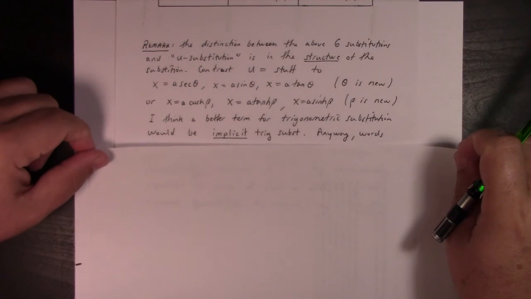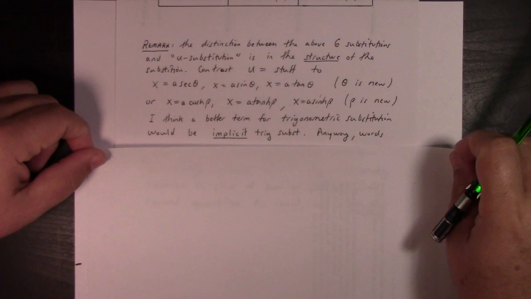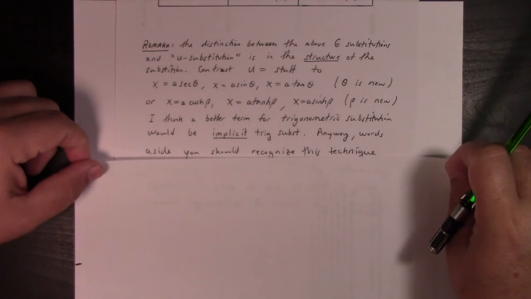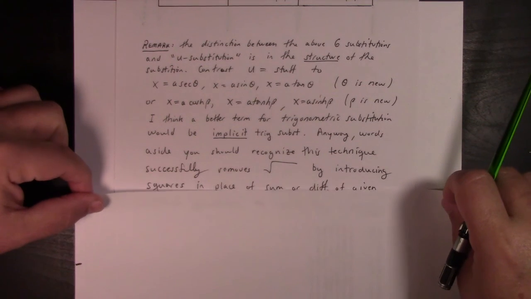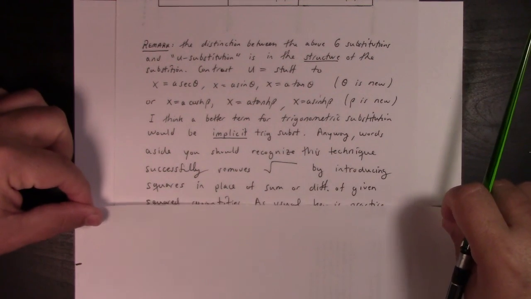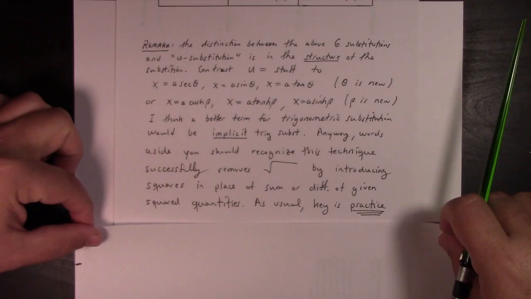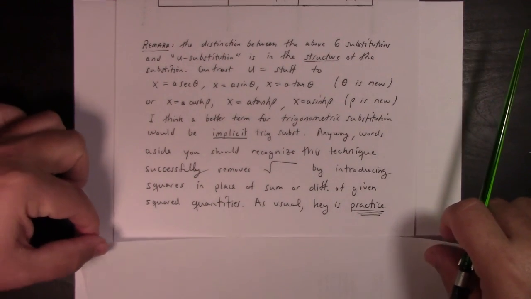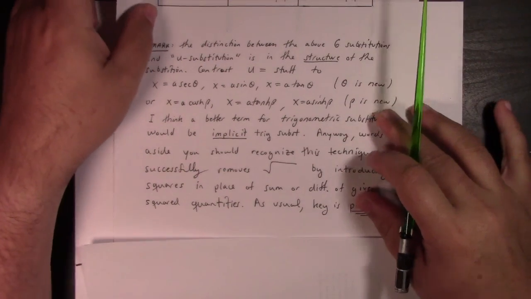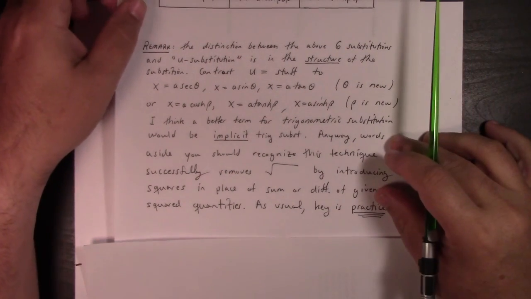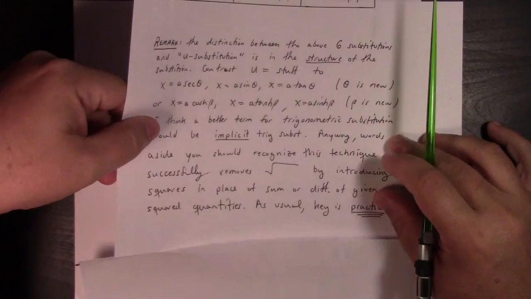So I think a better term for trigonometric substitution would be implicit trig substitution. Anyway, words aside, you should recognize this technique successfully removes the square root by introducing squares in place of the sum or difference given in the squared quantities. As usual, you won't be surprised to hear me tell you that the key to mastering this technique is practice. So, anyway, thanks, and that concludes this video.